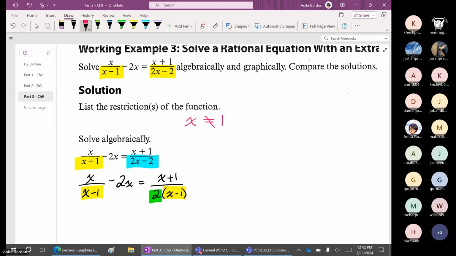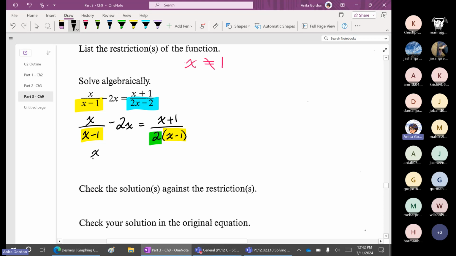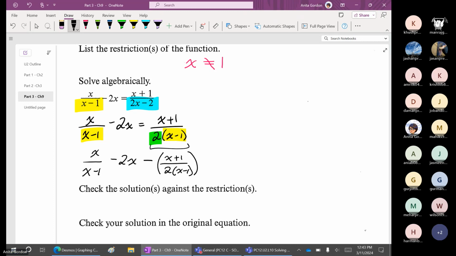Just 1. Yeah. The other thing I want you to watch out for is when you put everything to the same side, x over x minus 1 minus 2x, when you bring this piece over, the negative is on the whole thing. X plus 1 over 2, x minus 1. Okay, a lot of students will move it over and leave it like this. Right, and when you do that, it looks like this negative is only touching the x, but it's actually touching the whole fraction. Because when we move it over, we change the sign of everything that comes with it, okay? So just be careful there.